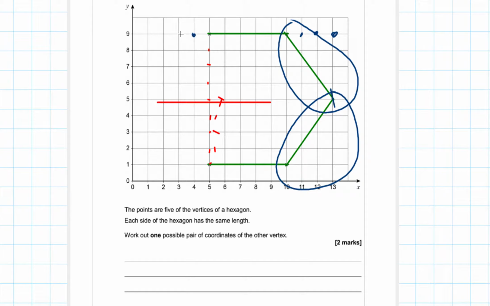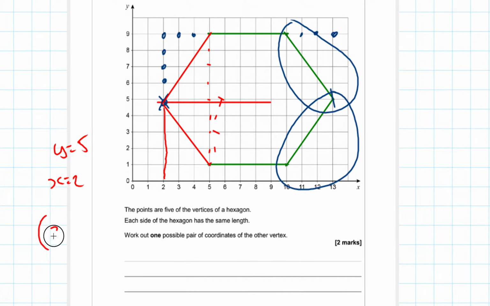So we go 1, 2, 3, and then down 1, 2, 3, 4. So this point here is where we're going to meet for our hexagon. So this is going to be our first point that we're going to use, which is this point and this point. And that point is going to be at x equals 2 and y equals 5. So the coordinate we write, whenever we write coordinates, is x and then y. So that's going to be at 2, 5.